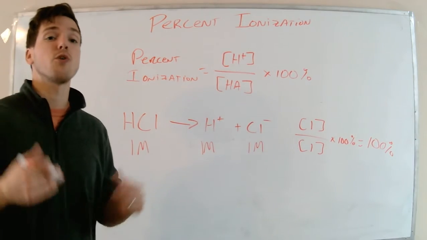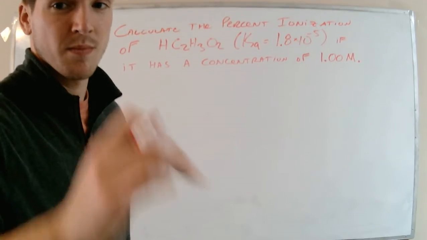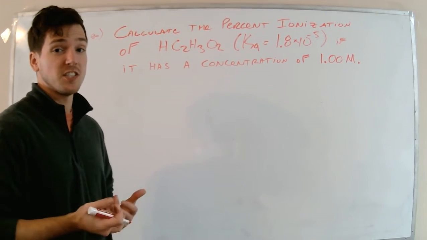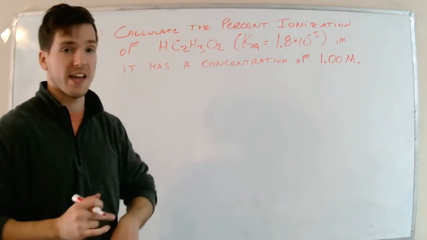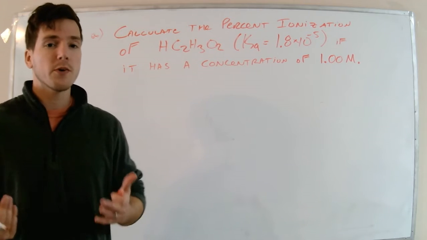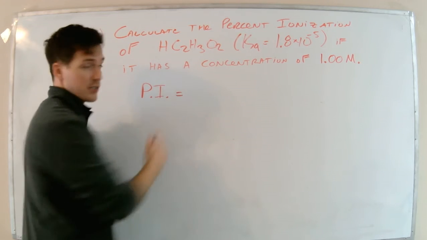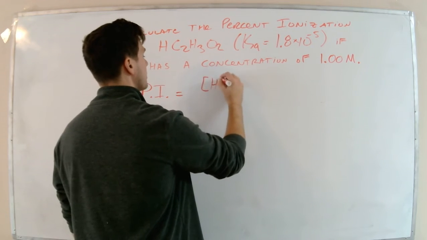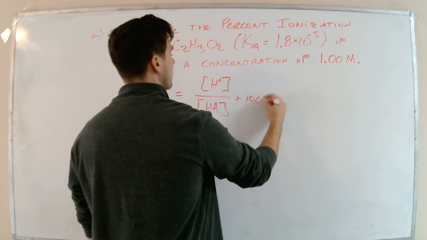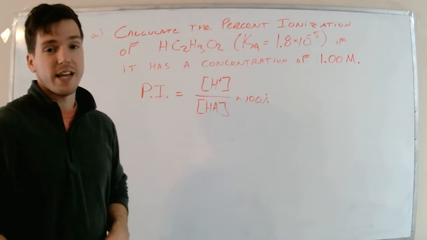But let's go ahead and go through a few examples of what you're going to see with these percent ionization problems. So our first example says calculate the percent ionization of HC2H3O2, which is acetic acid, gives us the Ka, if it has a concentration of 1 molarity. So what we're doing here is finding percent ionization, which I'm just going to write as PI. Okay, percent ionization, remember, is concentration of that H plus over concentration of the acid times 100%. So we've got to find H plus and we've got to find HA.